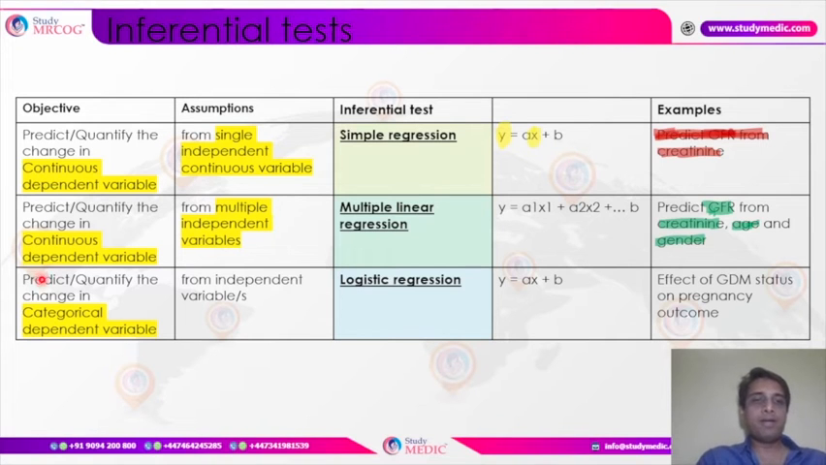Now, if you want to predict or quantify the change in a categorical dependent variable from independent variables, we use what is called logistic regression. For example, if you want to find out the effect of GDM status on pregnancy outcome, the pregnancy outcome is the dependent categorical variable, whereas GDM is the independent predictor variable. In such a case, we use logistic regression.